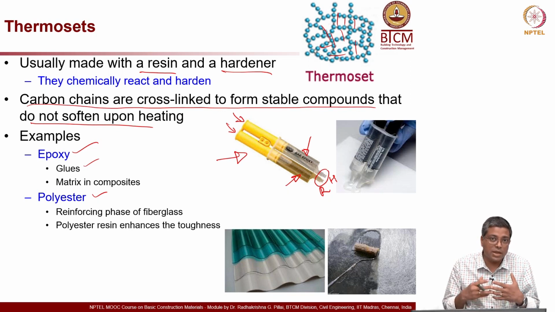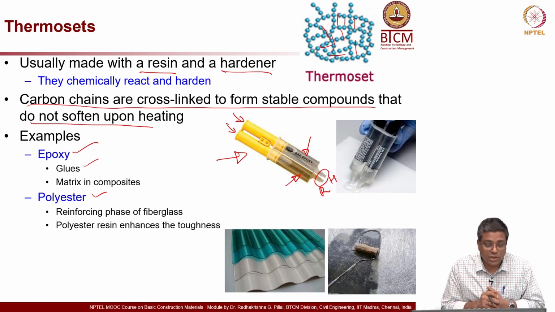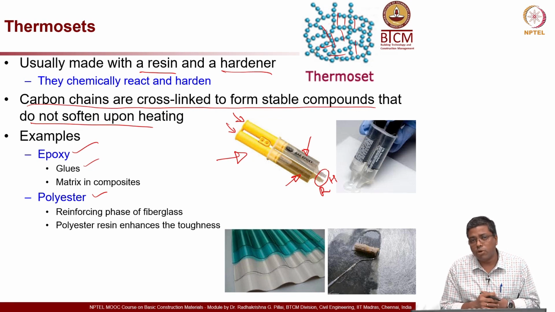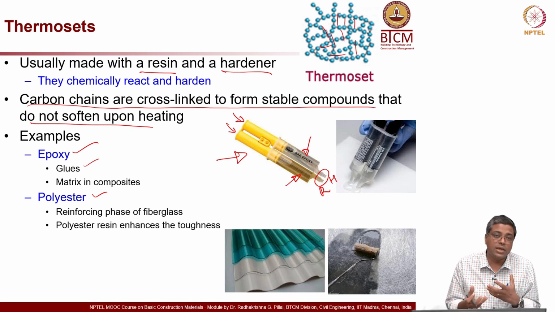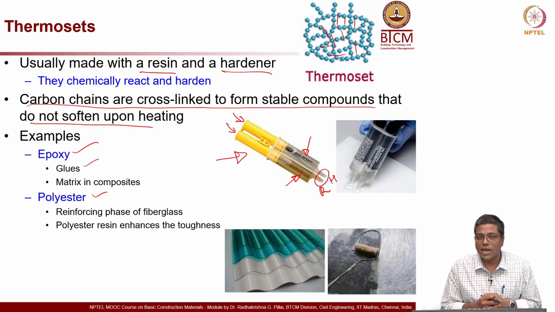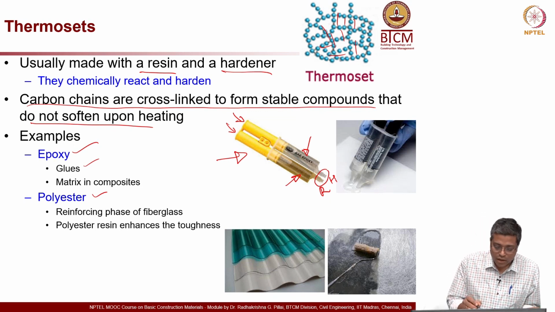Once you mix it, they react and form a solid, stable compound which will not change its properties so easily upon heating, and you can't really melt it and regain the shape. That is one disadvantage of thermosets. And these are also used as a reinforcing phase.